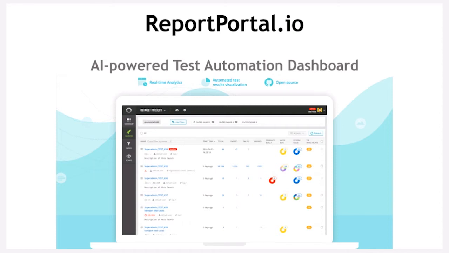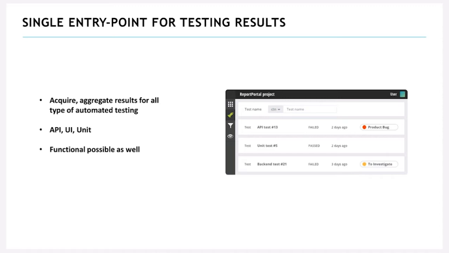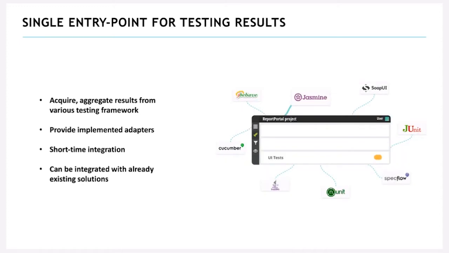First of all, you should assume it as a single entry point for your testing results, and it can acquire results for all types of automated testing. It can also collect API, UI, and unit tests, and there are capabilities for functional manual tests as well. Once again, that's a single entry point to collect all the distributed executions which you have within your test automation, or within your pipeline, or however you build the testing process.